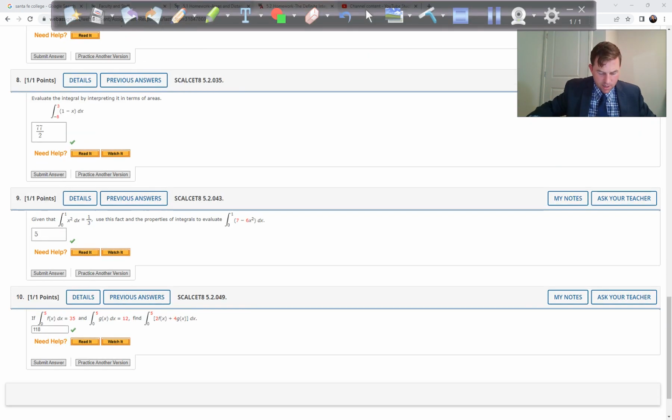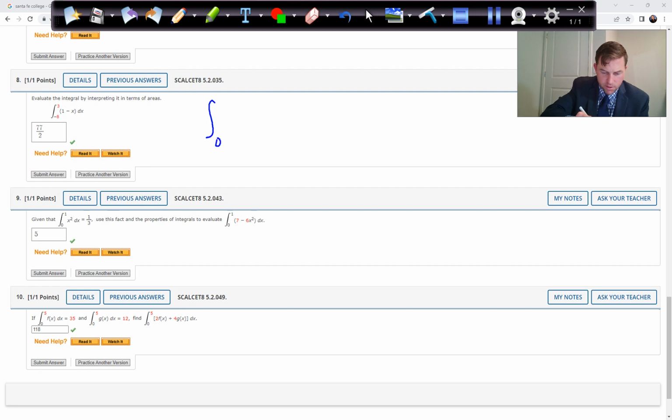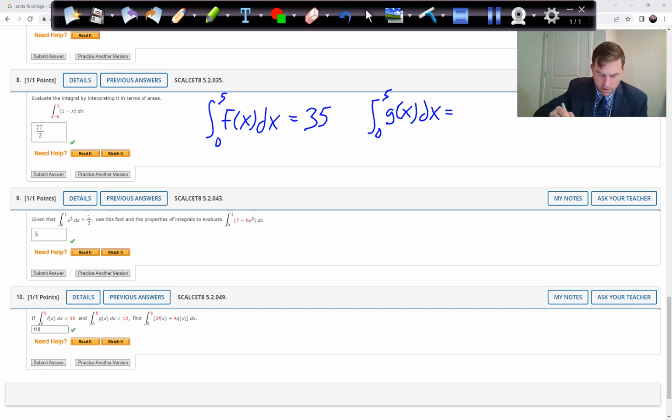Last problem in this section, very similar to what we just looked at. So we have two integrals that they give us, from 0 to 5 of f of x dx. They tell us, we don't know what the curve looks like, but we know from 0 to 5 the area under that curve is 35. Then they tell us from 0 to 5 of g of x dx, we don't know the curve, but we know the area under it is 12.